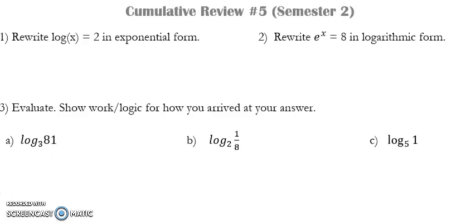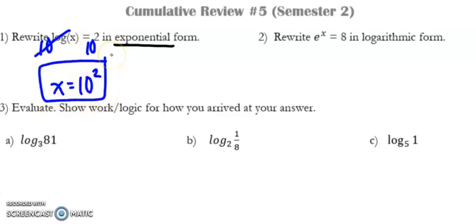So starting off, it says rewrite log base 10 of x equals 2 in exponential form. Because there's no number there, we assume that's the common log with a base of 10. Remember, writing in exponential form means you need to have something that's in an exponent. So to undo a logarithm, we're going to use a base of 10 on both sides. We get x equals 10 to the second, and we stop there. I know it's tempting to want to say x equals 100, but if we wrote x equals 100, we would not be in exponential form.